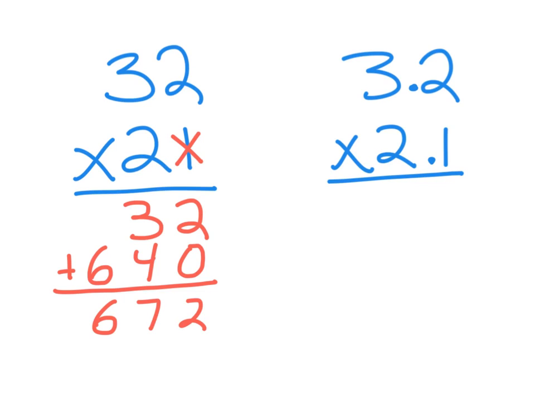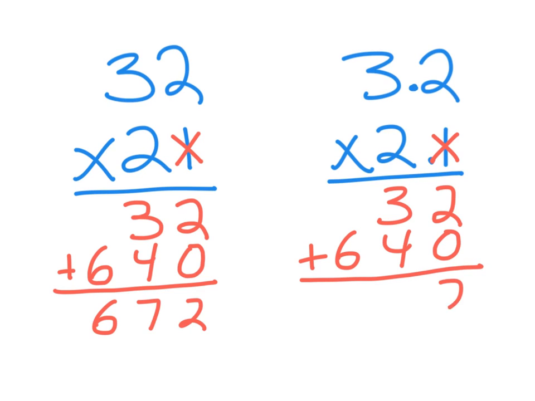1 times 2 is 2. 1 times 3 is 3. Done with the 1, put down a 0. 2 times 2 is 4. 2 times 3 is 6. Add them together now. 2, 7, and 6. Now to this point, they look exactly the same. When I multiply with decimals, now I'm going to add one step to the end.